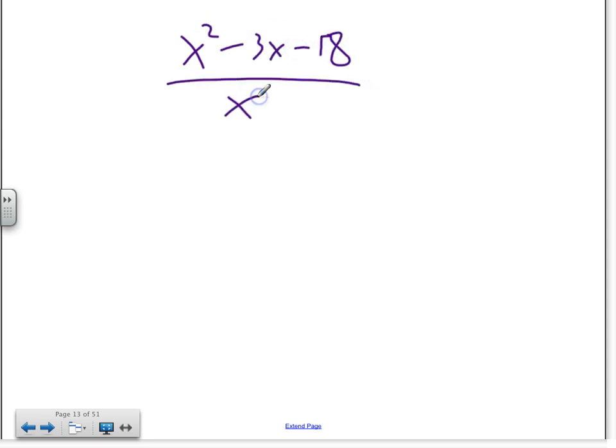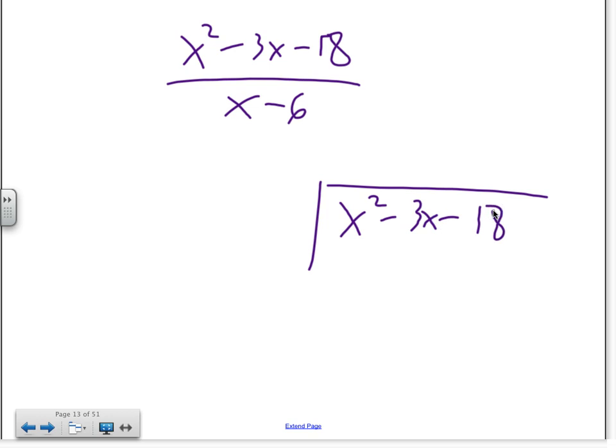Divided by x minus 6, right? Okay, so pretend that this is actually a division problem, just like what I gave you before. Which one will go in the house? x squared minus 3x minus 18, right? And of course x minus 6 will go outside of the house. Does it look like a division problem to you?